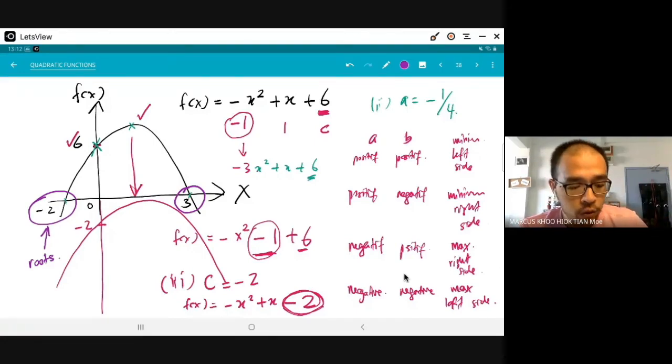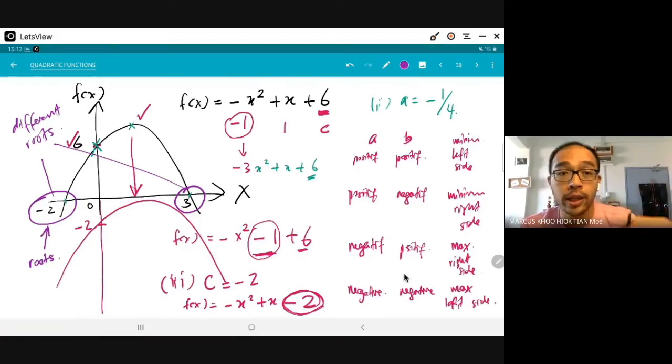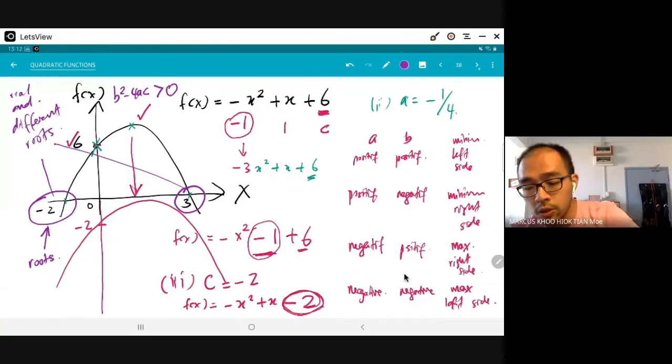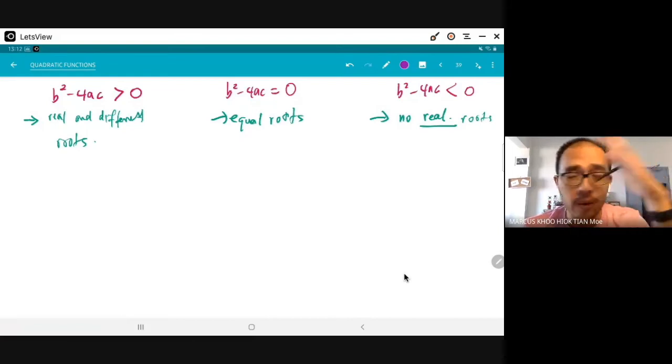If you notice, these roots, negative 2 and 3, are different roots. Dia adalah punca yang berbeza, so dia bukan nombor yang sama. Satu adalah negatif 2, satu adalah 3. So we call this different roots, and they are also real and different roots. So actually this graph, kalau kita kira dia punya discriminant, kita akan dapat b squared minus 4ac is more than 0. Today we're just going to be talking about graph only.